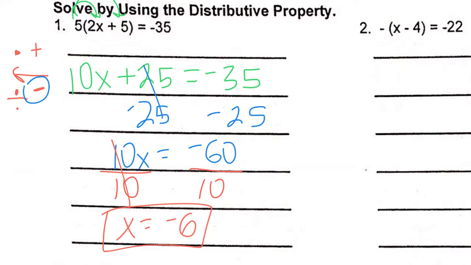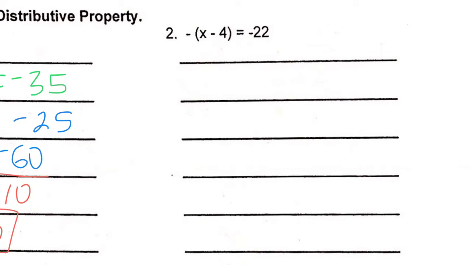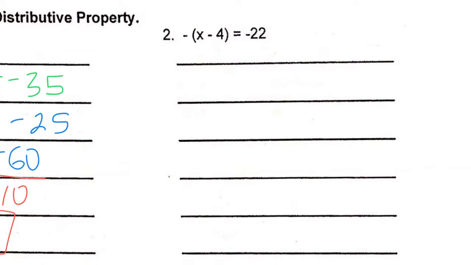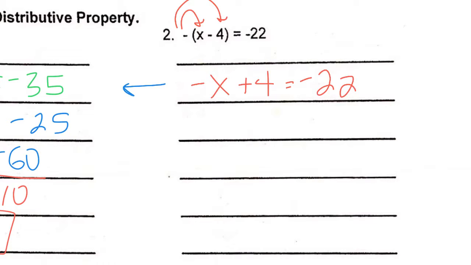Now, if we look over here at number 2, and we distribute, we have negative times x, which is negative x, negative times negative 4, which is a positive 4, is equal to negative 22. Now, we're going to be using that arrow method yet again. The first thing, we have multiplication. It's being multiplied by a negative 1. Second thing is it is adding 4. So to undo that, we are going to divide and subtract.